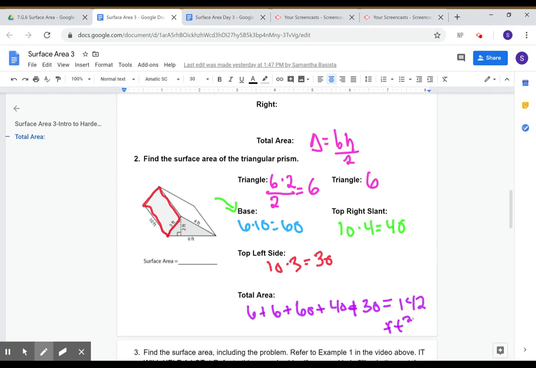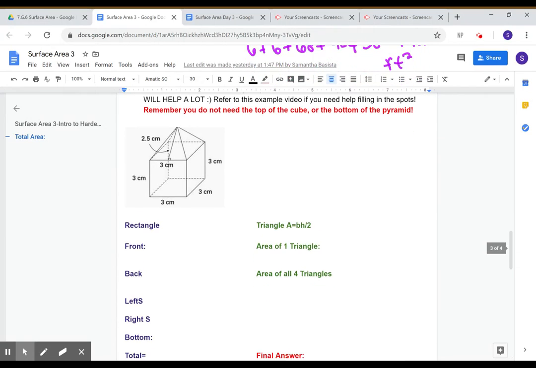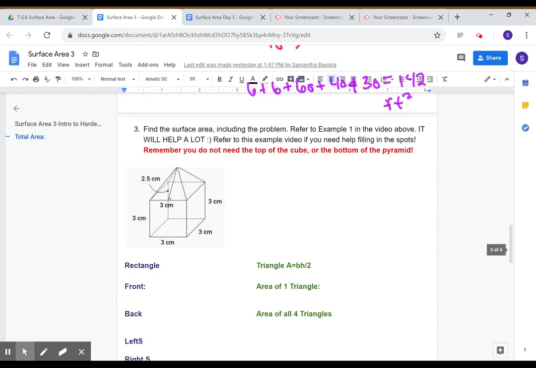Okay? All right, let's move on to number 3. If you didn't watch the first video, I would pause this and definitely go back and watch it, because that's where I really explain how to do a problem like this. And there is one like this on your test that you're taking on Friday. For this one, you do not need to find the top of the cube or the bottom of the pyramid. It's like I have this rectangle and they took the lid off and connected 4 triangles and made it into a pyramid.